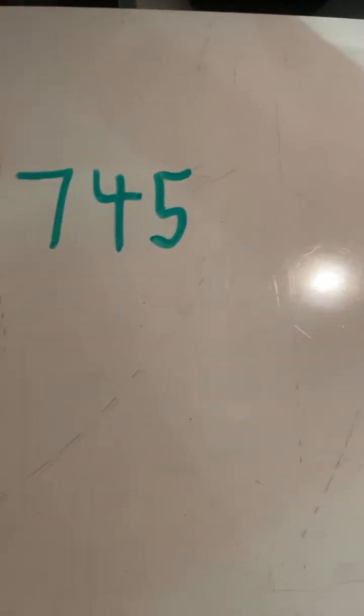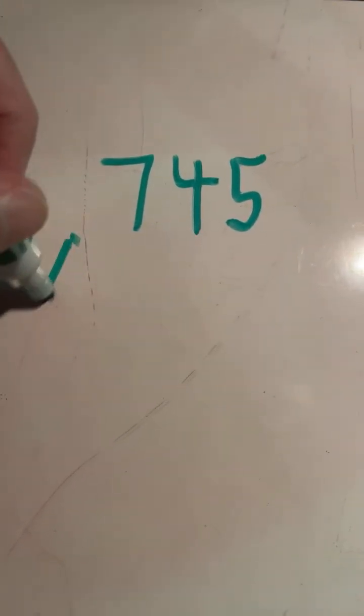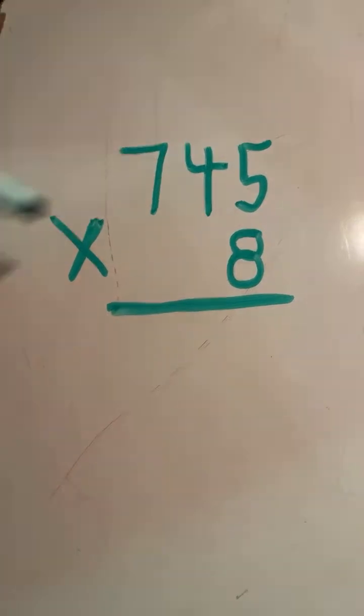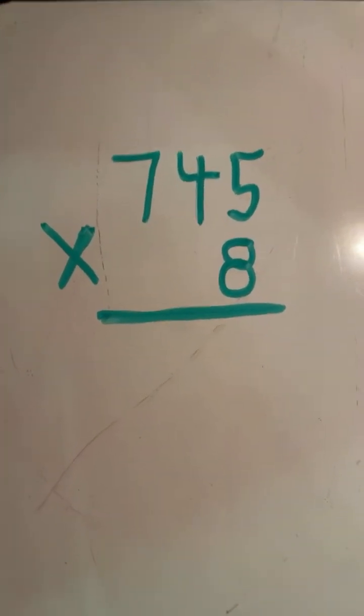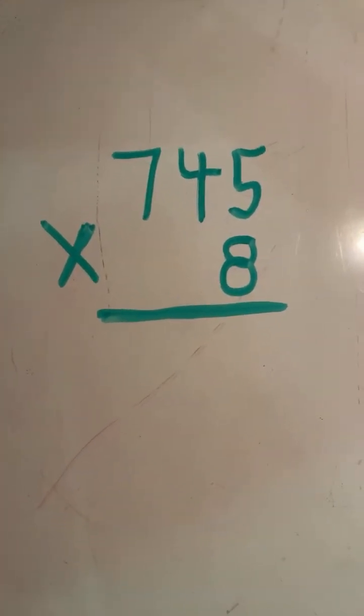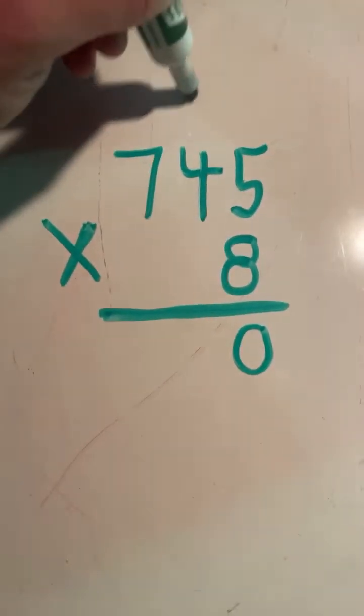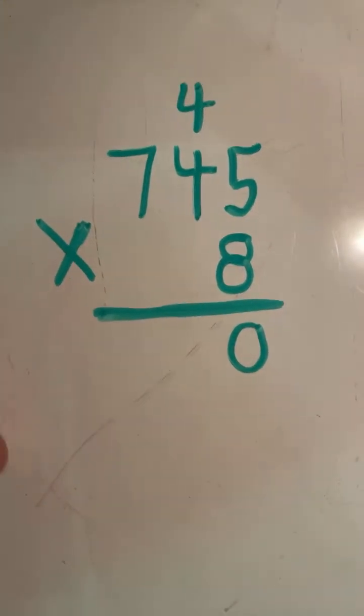All right, 745 times 8. That's going to be my next example problem. 5 times 8 equals 40. We regroup because our product is more than 10. So the 0 in 40 goes in the ones place. The 4 gets carried over to the tens place.